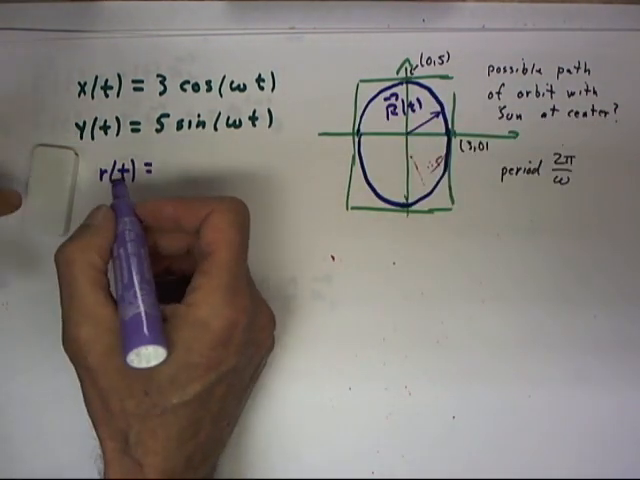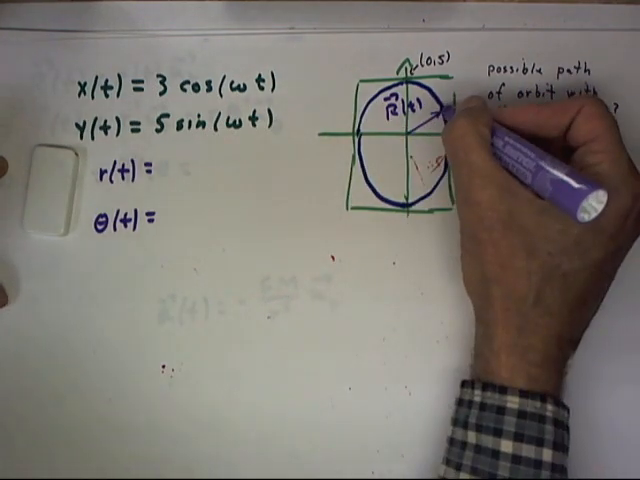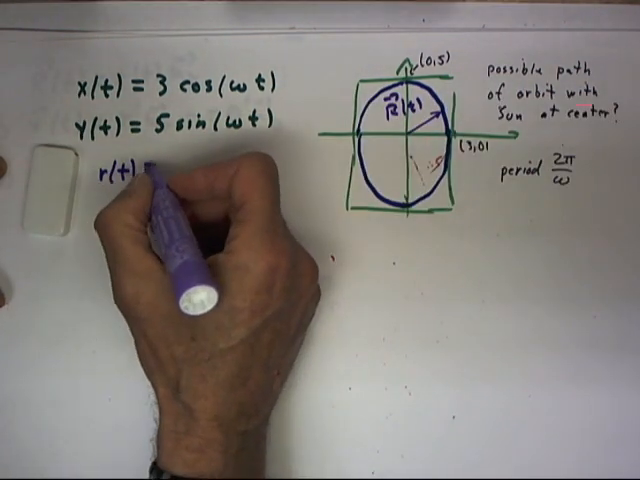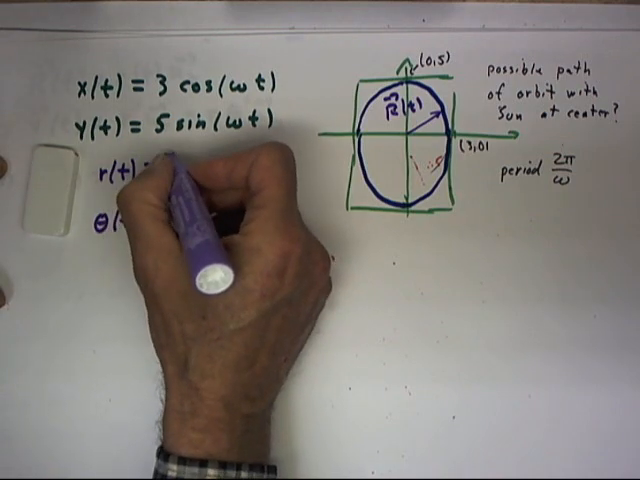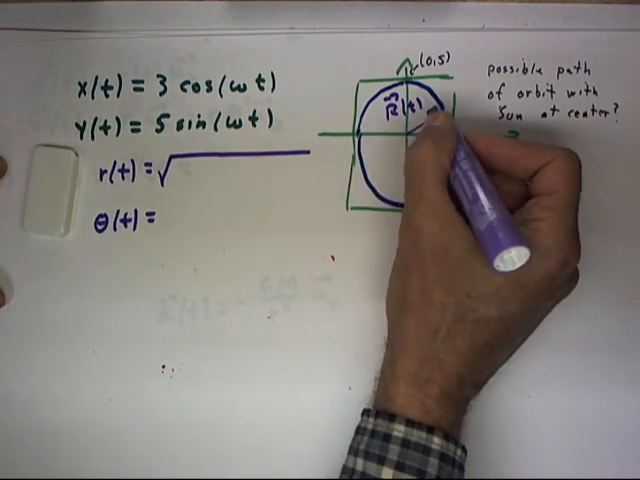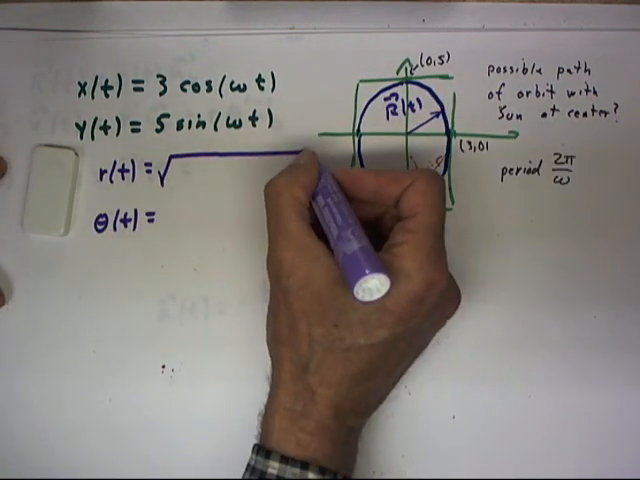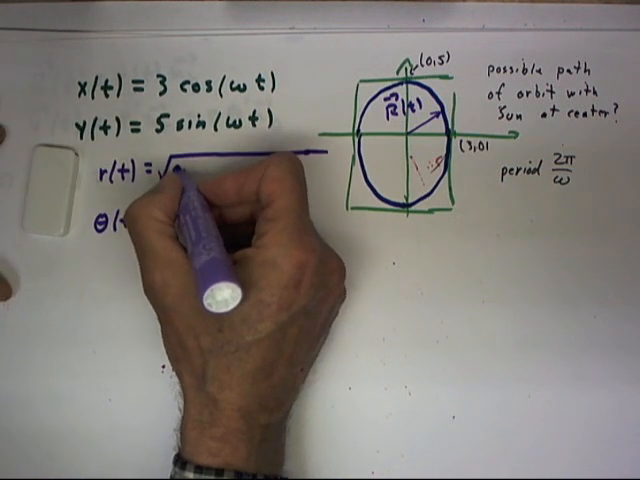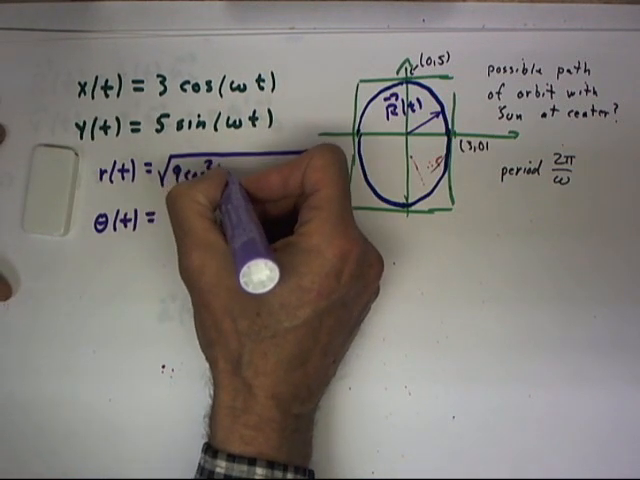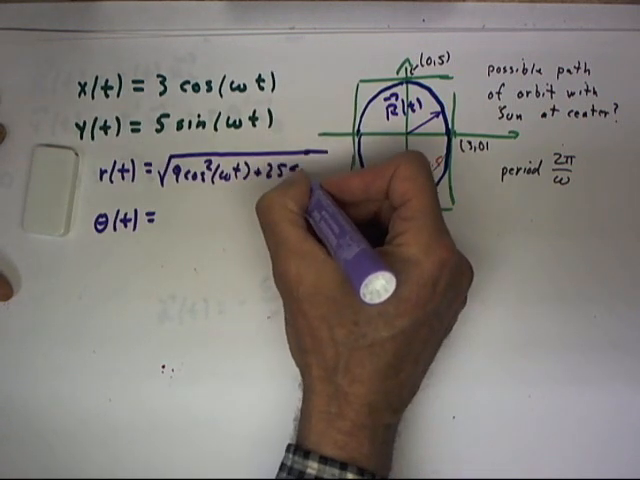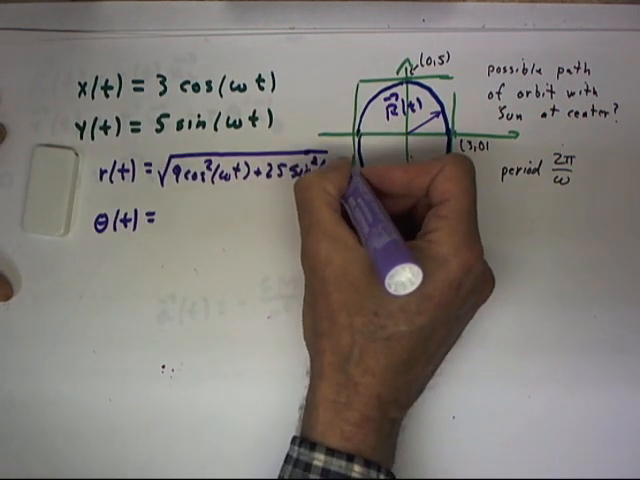But r of t is what? R of t is the distance of a point at clock time t from the origin. So r of t is just going to be the square root of the x component squared plus the y component squared, and that's going to be squaring the x component. We end up with 9 cosine squared of omega t. The y component, 25 times the sine squared of omega t.